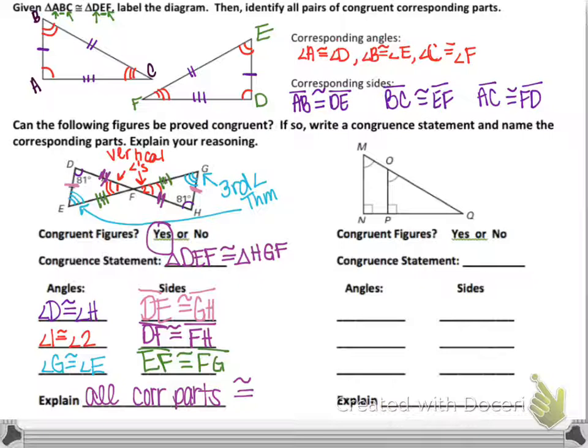Alright. Now, over here on this next one, we have to ask ourselves, congruent figures are the exact same size and shape. Are these two things the exact same size and shape? Well, no. One fits inside of the other, so they're not the same size.